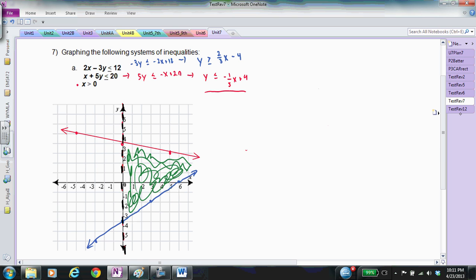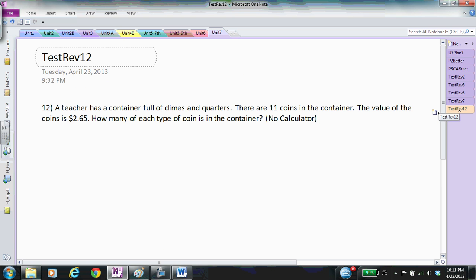And now we're on to test review number 12. Teacher has a container full of dimes and quarters. There are 11 coins in the container. The value of the coins is $2.15. That's a typo. Sorry about that. How many of each type of coin is in the container? So let's let X represent number of dimes. Let's let Y represent number of quarters.